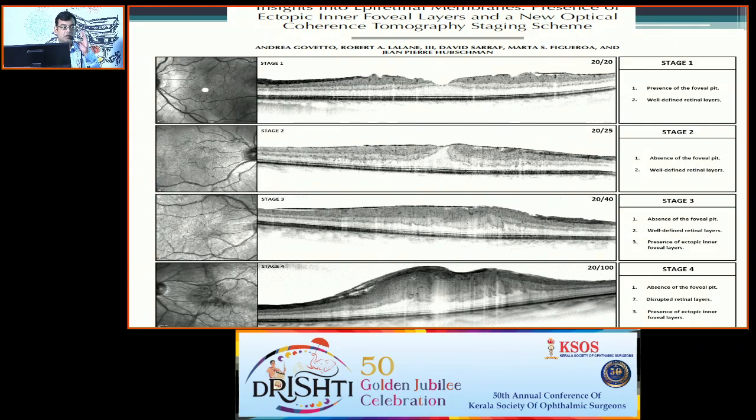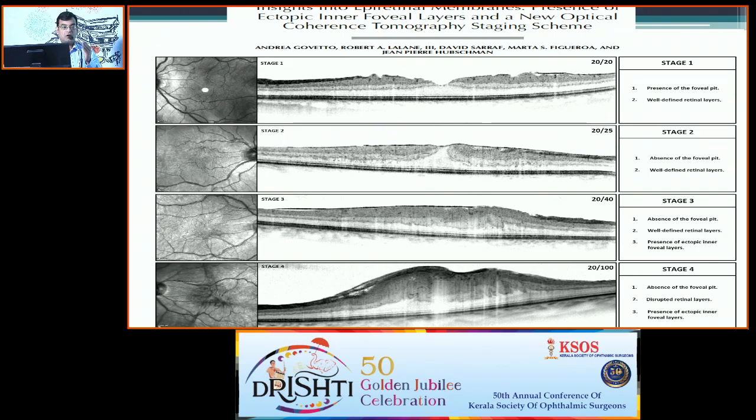In stage 1, usually the foveal contour is maintained, vision will be normal or nearly normal. Patient will not have any signs. It will be just seen as an additional finding in the observation. Stage 2, patient might have mild visual disability, and in this a foveal distortion will be there with inner layer hyperreflectivity. Stage 3, inner layer integrity will be a little bit disturbed, but vision will be reasonably okay.